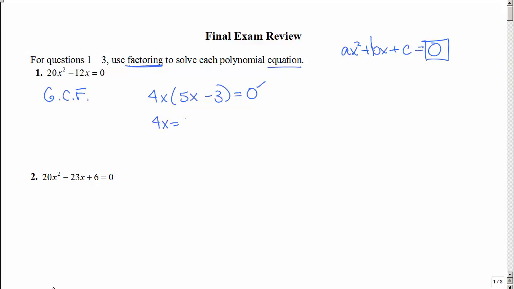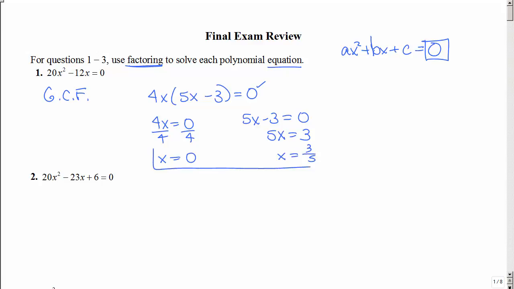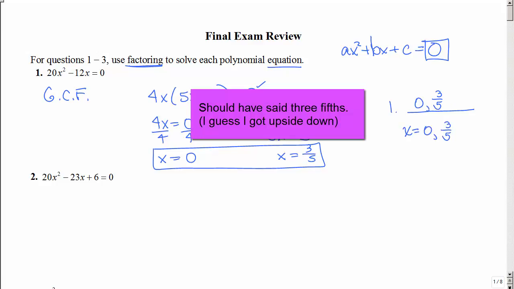I set each factor equal to 0. Then just solve for x. And so I have two answers. On the exam, you will have an answer blank out to the side, and you certainly want to make sure that your answers go in that answer blank. You could just list them, or you could say x equals 0 and x equals 5/3.